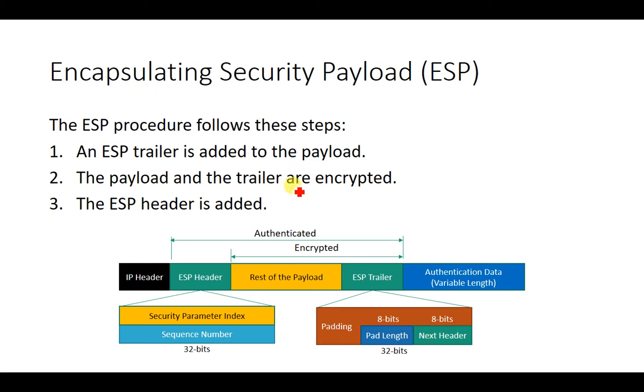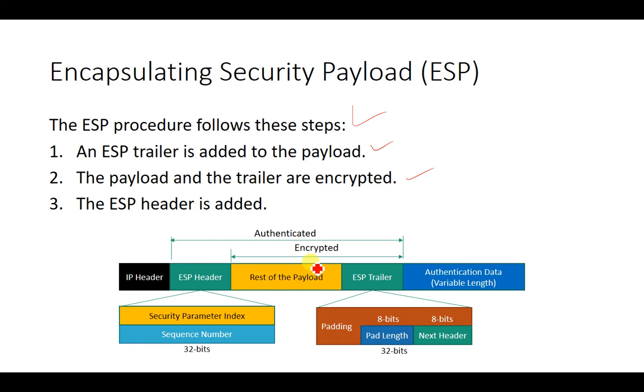Now how does the data get transmitted? The ESP provides the following steps to add the header and trailer. Step by step I am writing it. Let us explain it properly. First, an ESP trailer is added to the payload. So this is your payload, and the ESP trailer will be added to it. Then the payload and the trailer get encrypted. This is specified by this line, so this total value will be encrypted. Then we add the ESP header to it.